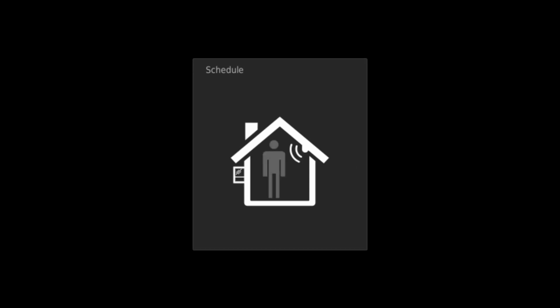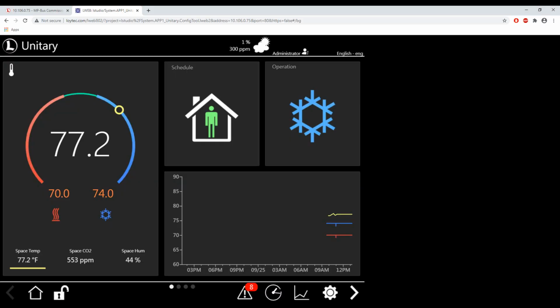In standby mode, the icon will be gray and inside the house. In pre-cool mode, the icon will be blue and inside the house. And lastly, in morning warm-up, the icon of the person will be a solid red inside the house. Section 5.6 of the Unitary application will explain the scheduled events in greater detail.